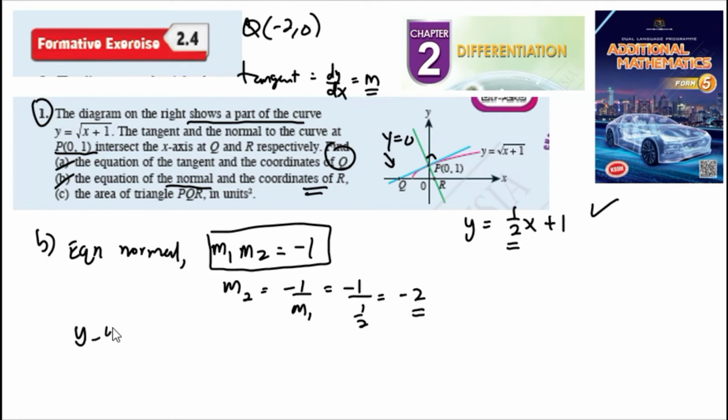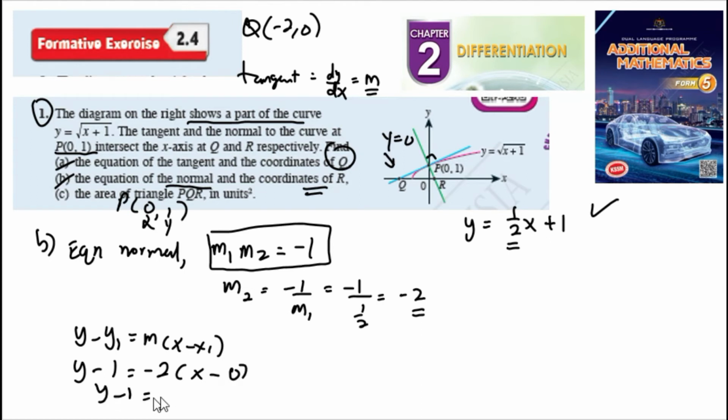So the equation is y minus y1 is equal to m times (x minus x1). So here at P, you have P is (0, 1). So y1 is 1, and the m of the normal is negative 2, and x1 is 0. So here y minus 1 is equal to negative 2x. So here you get y is equal to negative 2x plus 1. This is the equation of the normal.